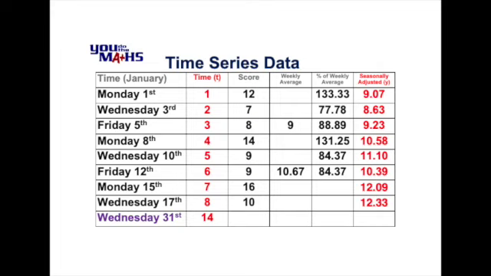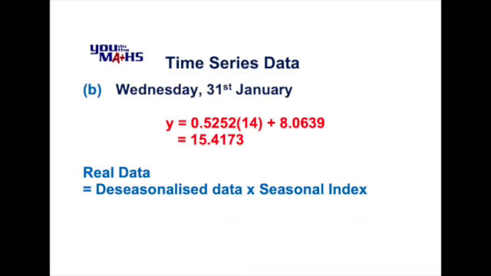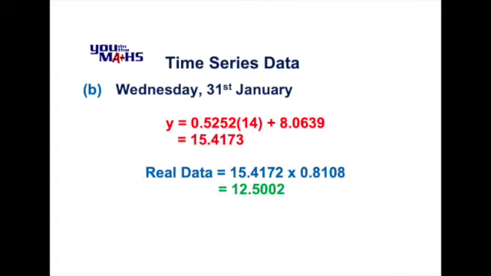And that's what we're going to substitute into our line of best fit, remembering that'll predict the seasonally adjusted score for the 31st of January. And if we do that, we get a score of 15.4173. Now we need to adjust that to take into account the fact that Wednesdays are always a bit lower, and we do that by multiplying by the seasonal index. In this instance, we get a result of 12.5002. So rounding that off to a whole number of parcels, we get a score of 13 deliveries for Wednesday the 31st of January.